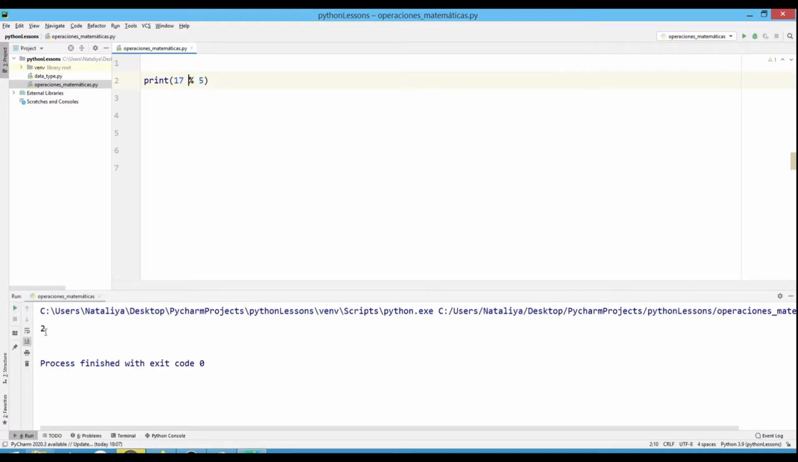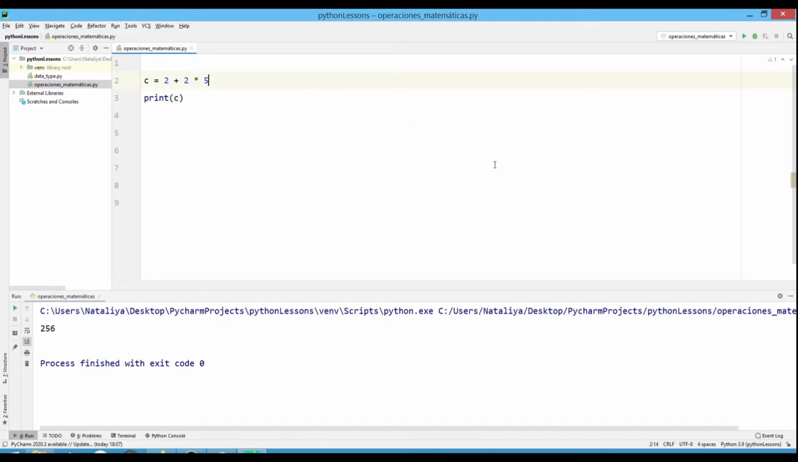But if we need to find out the remainder, we use the percent sign. Taking the remainder of the division is a very convenient operation. We can determine whether a number is even or not even. To do this, divide the number by 2 and look at the remainder of the division. If the remainder is 1, then the number is not even. And if the remainder is 0, then the number is even. Exponentiation is 2 asterisks.